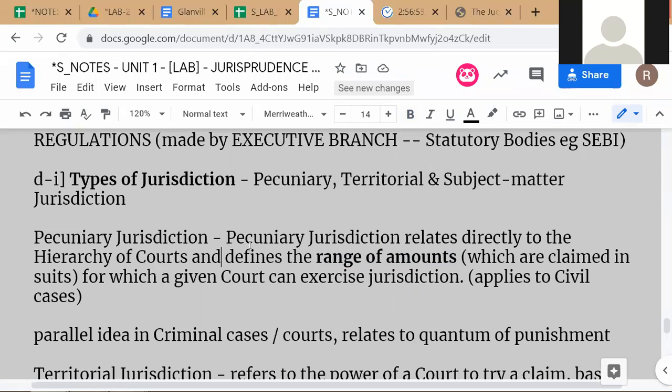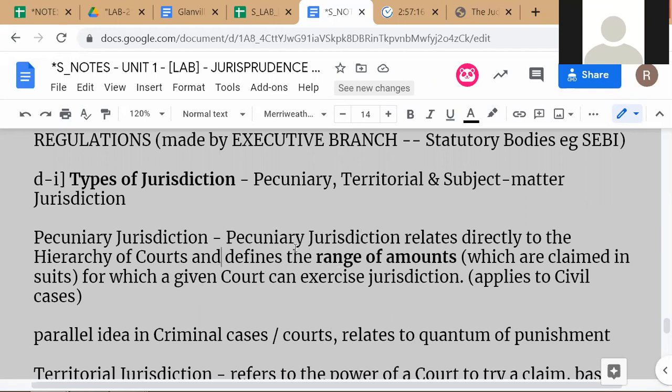If the claim is up to 2 crores, I don't remember the exact amount, but I'm just giving you an example. Every jurisdiction will have certain rules like this. Up to 2 crores you have to go to the district courts, and above that you have to go to the high court. These things change from time to time, not on a regular basis, but sometimes.